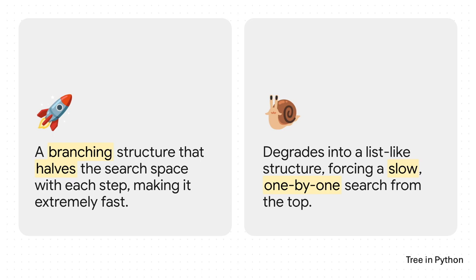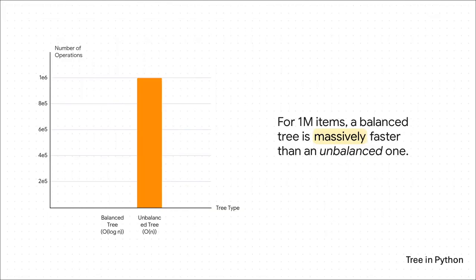This is actually such a big deal that programmers invented special self-balancing trees that automatically shuffle themselves around to stay efficient. And just look at the difference here. It's not just a little bit worse, it's staggeringly different. For 1,000,000 items, a balanced tree takes about 20 steps. An unbalanced one? It could take up to 1,000,000 steps. That's the difference between instant and go make a cup of coffee, or maybe lunch.